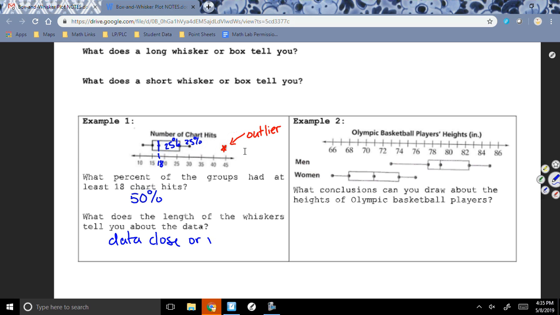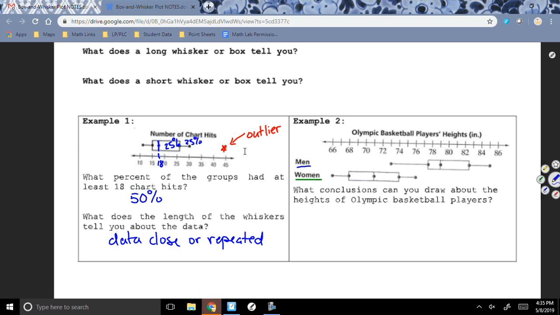In example 2, we have 2 box and whisker plots, and what's nice about this is that it's easy to compare those 2 sets of data without having to look at all of the numbers listed out. This is for Olympic basketball players' heights in inches, and we have a box and whisker plot for the men and a box and whisker plot for the women. It says, what conclusions can you draw about the heights of Olympic basketball players?